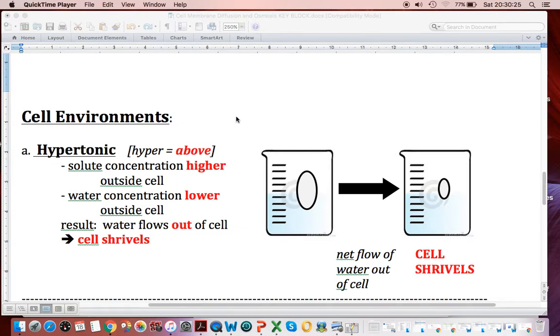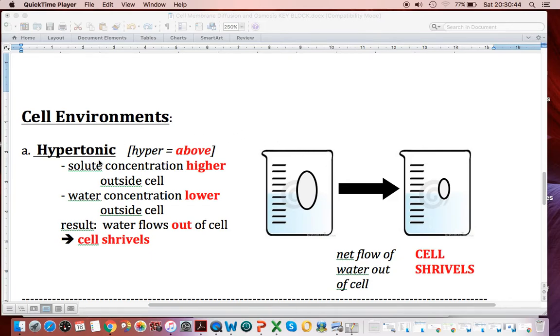So we have three environments. One is called hypertonic, one is called hypotonic, and one is called isotonic. We're going to look at hypertonic first. So what we have, this oval shape is symbolizing a cell, and the beaker is containing some sort of liquid solution, and that's the cell environment.